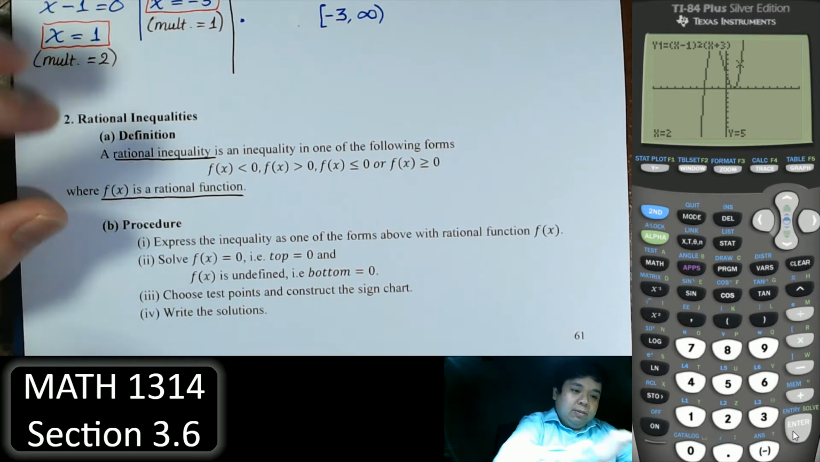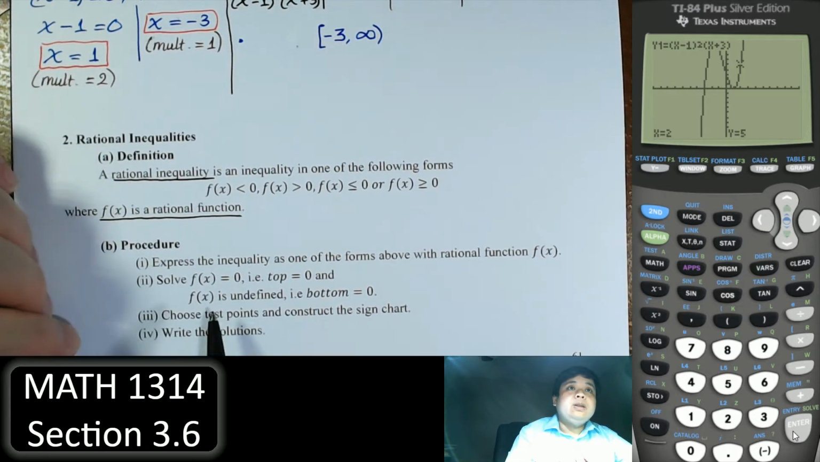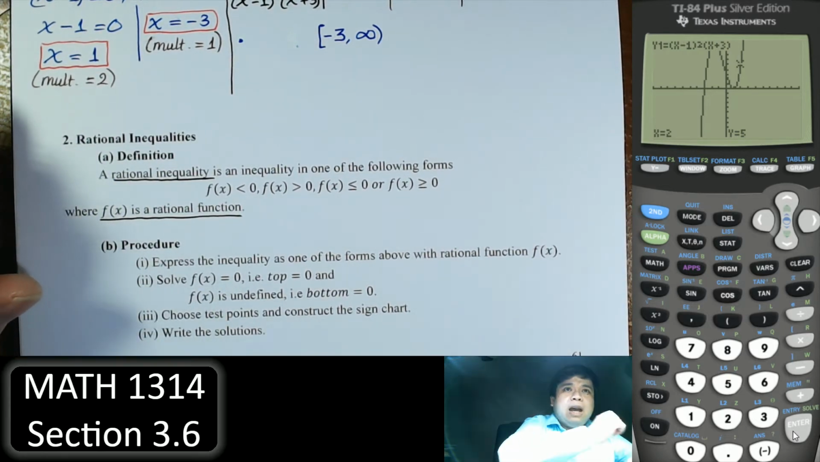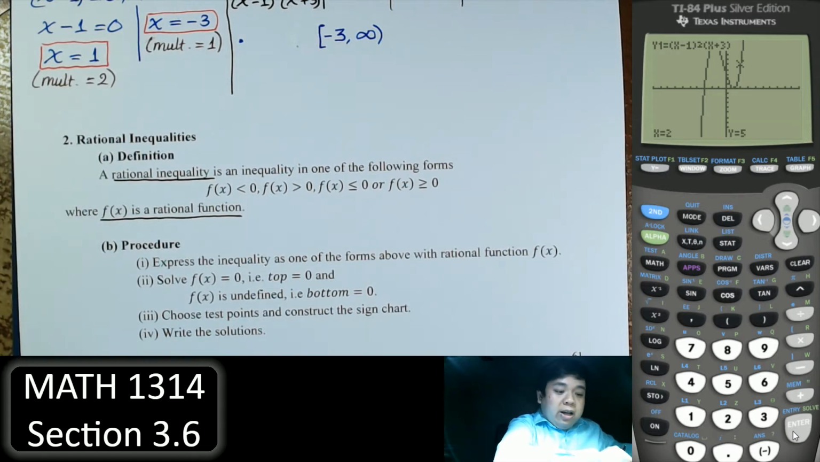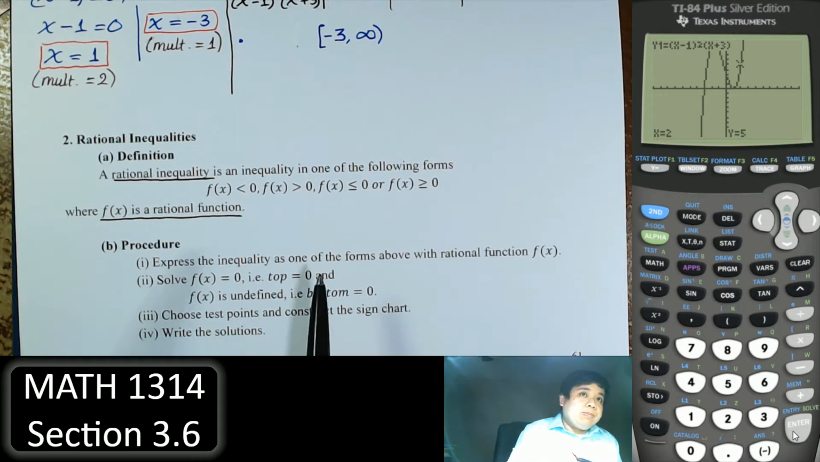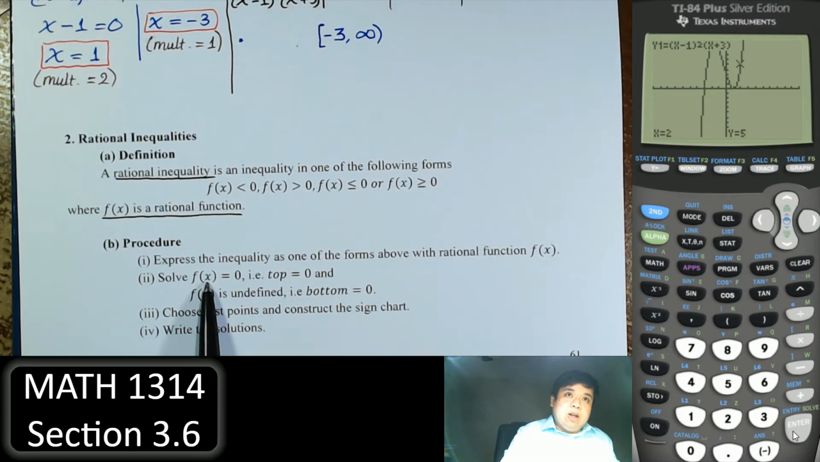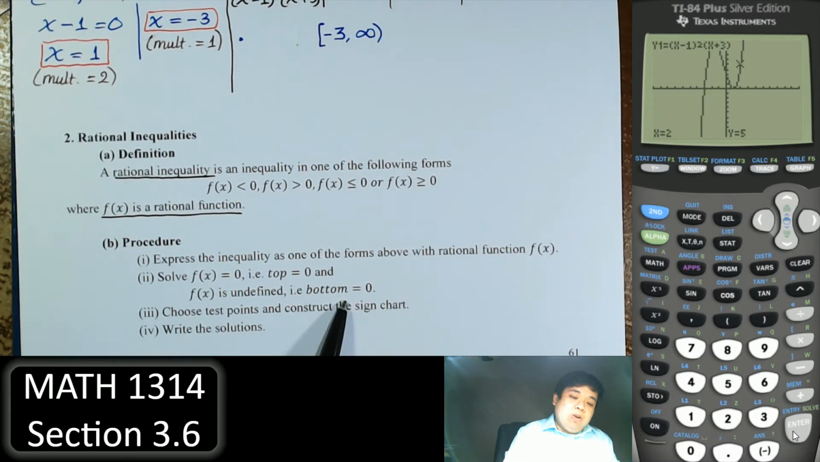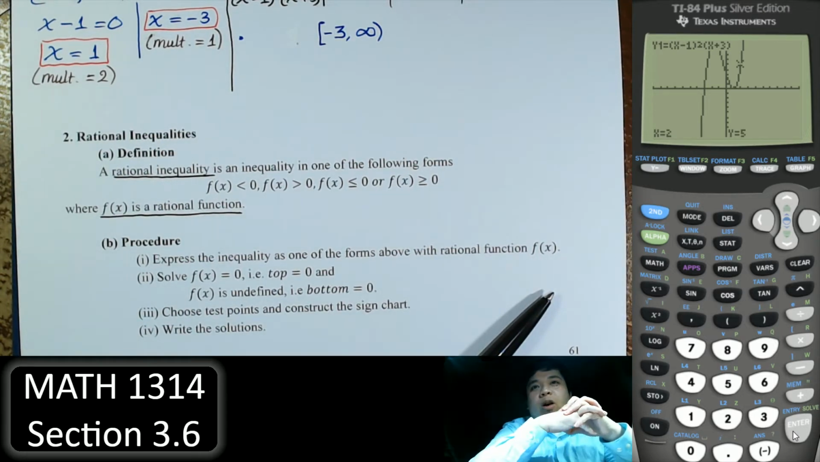Right. Next, the way we do it is almost the same as solving the polynomial function, except this time we have the top and bottom. For a polynomial function, if the top equals 0, the function equals 0. If the bottom equals 0, the function is undefined. Now, we have a rational function.